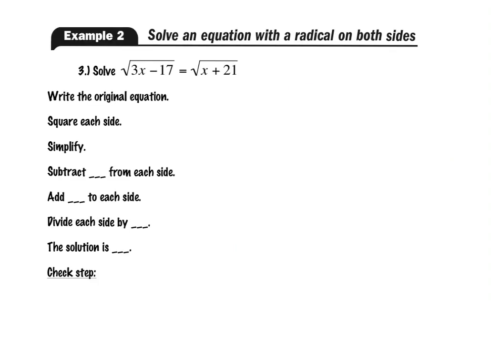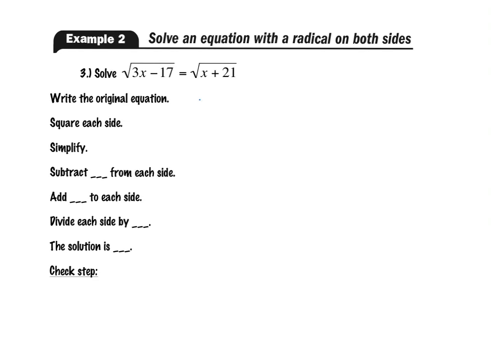All right, now let's try one that has a radical sign on both sides. So notice here that on each side of the equal sign, I have a radical sign. So I'm going to start, as always, by rewriting it here. So I have the square root of 3x minus 17 equals the square root of x plus 21. And because I have a radical sign on each side, I need to get rid of that on both sides.